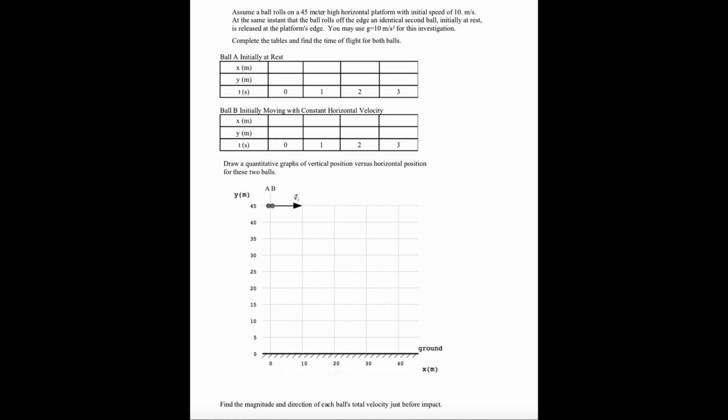You can use g equals 10 meters per second squared for this investigation. That's an approximation of 9.8, but it makes the math a little easier. Complete the tables below and then find the time of flight for both balls.